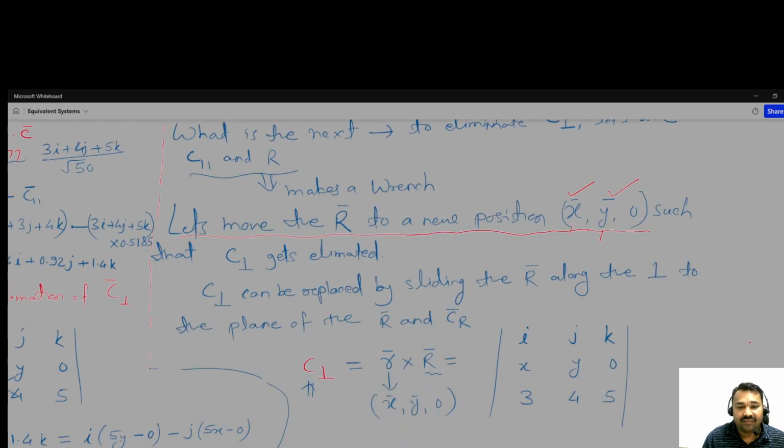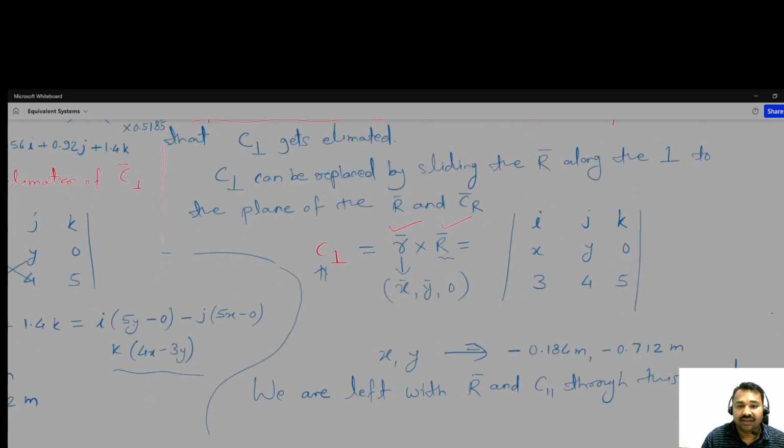Okay, and then after that already we know, suppose there is a position vector and resultant force, so how to multiply through the cross product. Okay, then we have to equate the left hand side and the right hand side. Okay, then we got the value of x and y. Then we are left with r and C parallel through this point. So now what happens, our force system is converted into the wrench. Okay, that is required. With this, thank you.